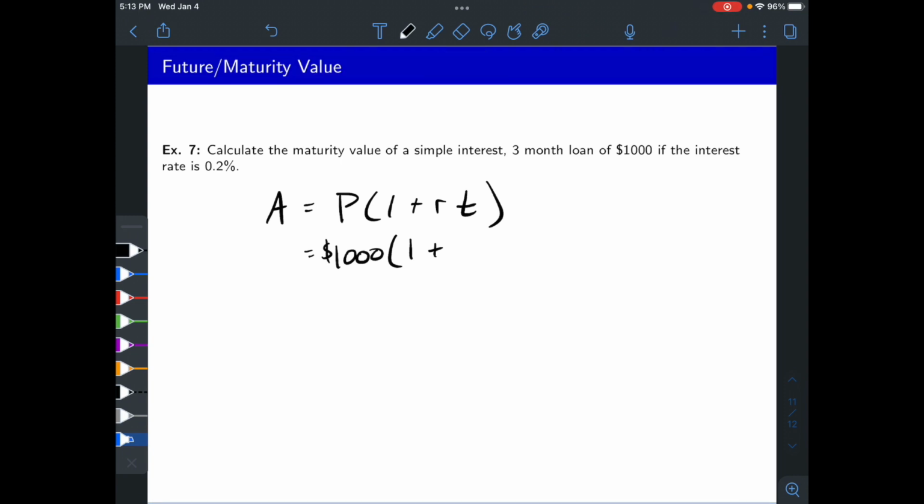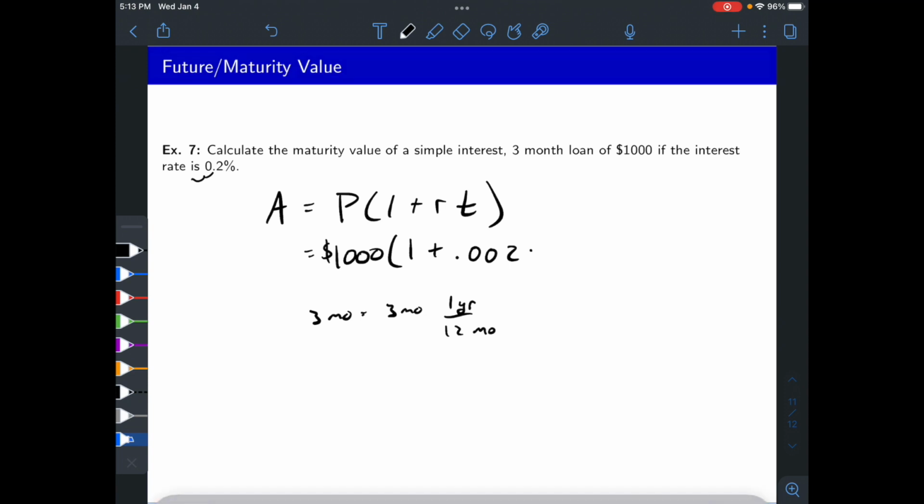What is 0.2% as a decimal? Well, to convert to a decimal, I always move the decimal left 2 places. So this would be 0.002. And then this is a 3-month loan. 3 months is equal to how many years? Well, there are 12 months in a year. So 3 divided by 12 is equal to 1/4 of a year.